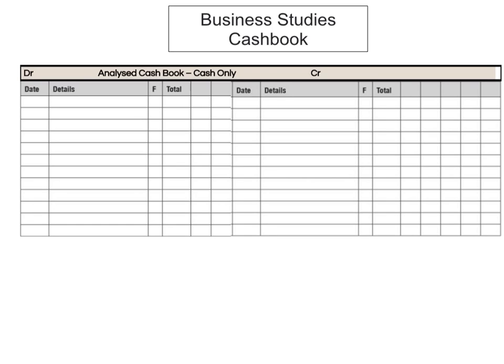So the first thing we're going to look at is a Cashbook. Okay, and this is typically what a normal Cashbook will look like. Okay, so you've got a debit side and a credit side. Okay, and on your debit side you've got the date, the details, the total, and on your credit side you've got date, details, and total also.